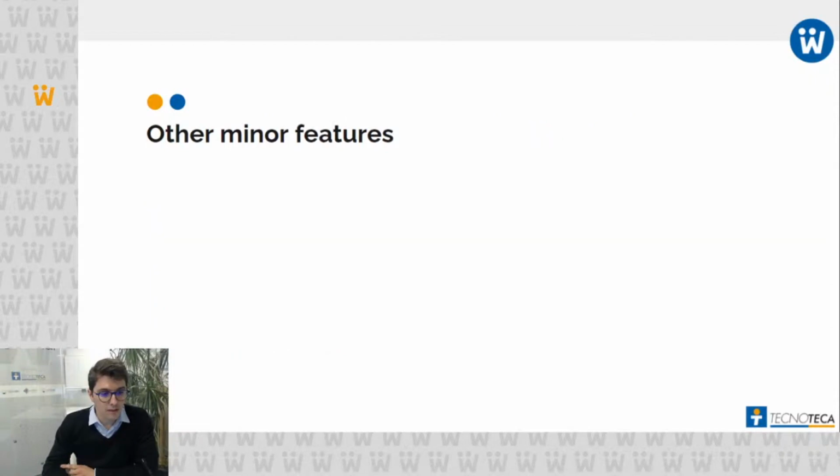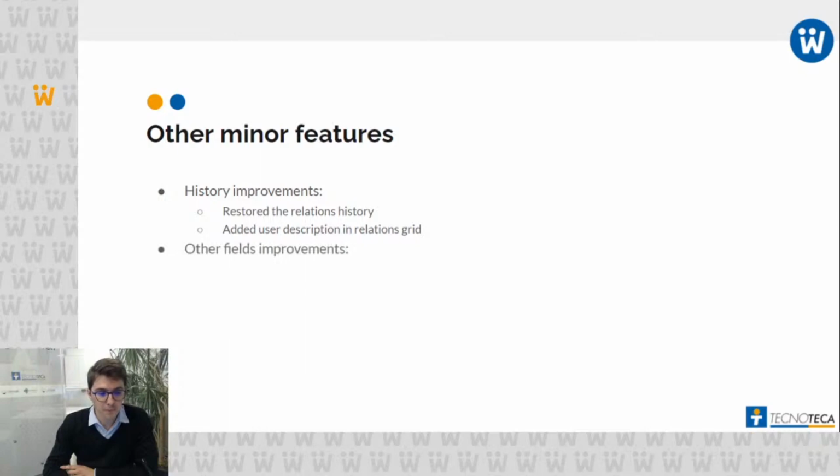Then we have also added other minor features. We have improved the history, because we have restored the relation history, and also added the user description in the relations grid. We have made some other improvements for the attributes. For example, we have added an icon on reference fields display to open the related card. Then you can navigate in the related card.